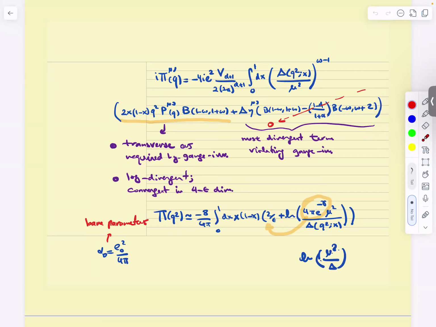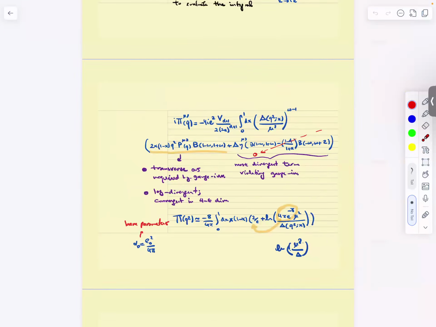Now it's important to notice the structure of it. The coefficient of this is 2 over epsilon. That's the divergent term. Let's keep that in mind. Then the order 1 correction has e to the minus gamma mu squared over 4 pi. This comes from the expansion of gamma functions. But the structure that's important is mu squared over delta. So you have that logarithm of mu squared over delta. It's conventional. Remember what this delta was?